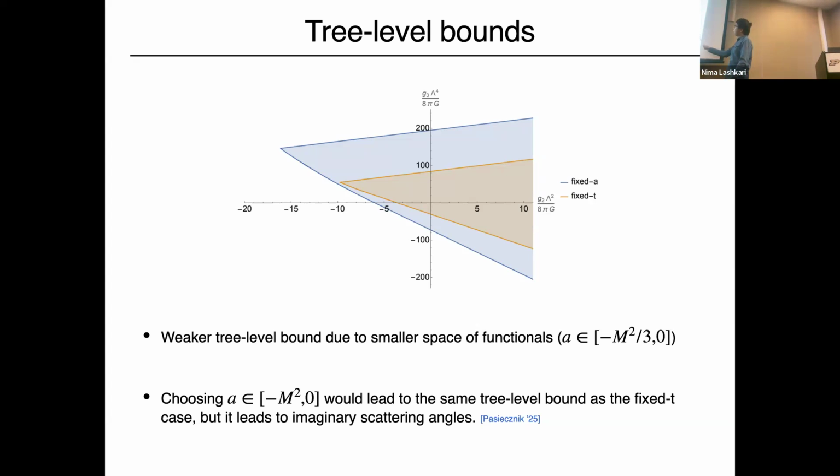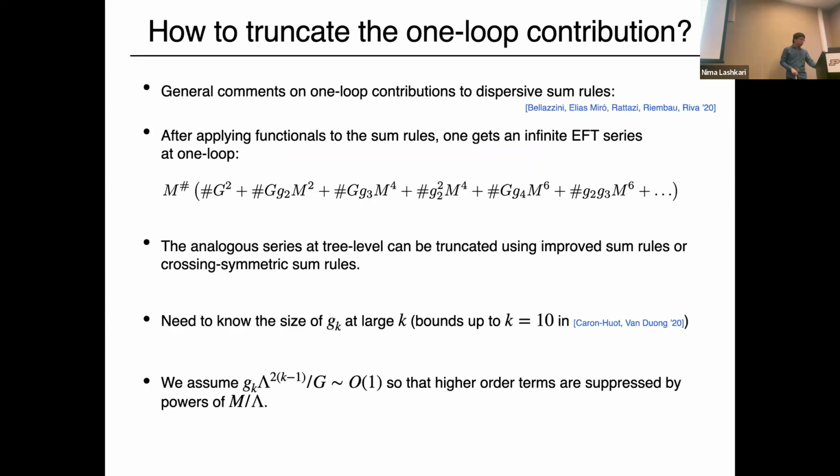But the point is, the reason why we want to do it in the fixed A is that this is a tree-level bound, and if you add one loop corrections, the fixed T bound will just get divergence. But for the fixed A bound, you'll have some finite one loop corrections. That's why we want to go to the fixed A. Before I show you what the one loop corrections look like, I have about 10 minutes left, so let me quickly mention some comments on the one loop part.